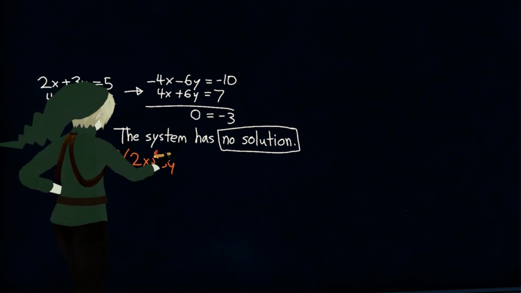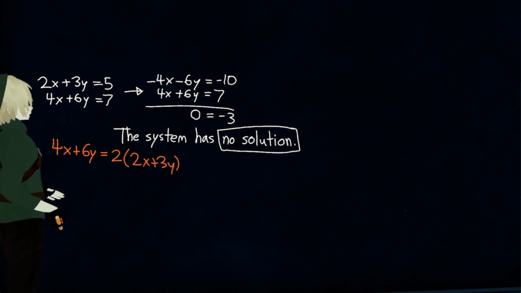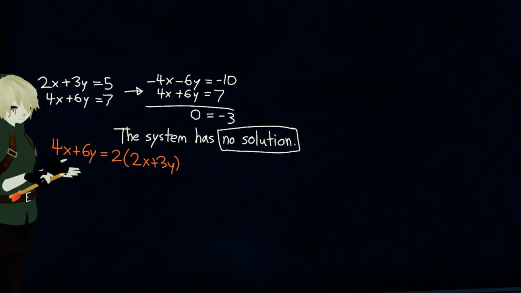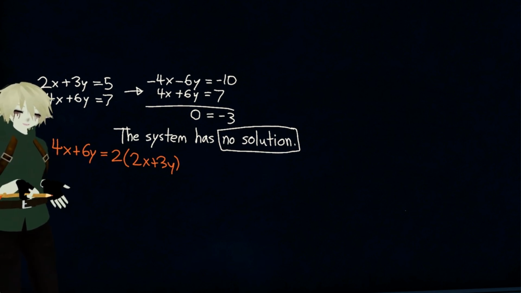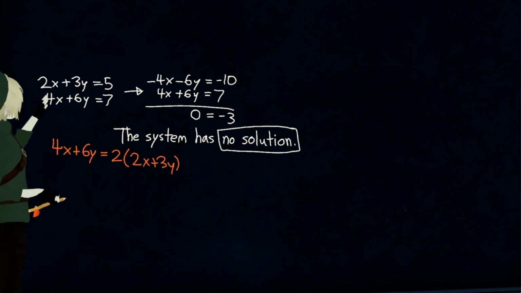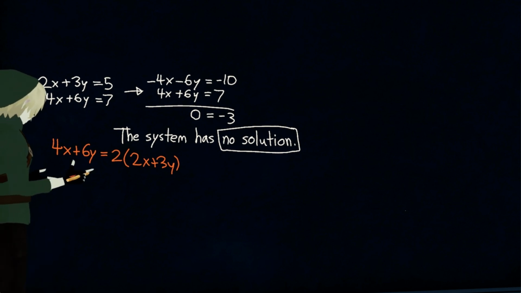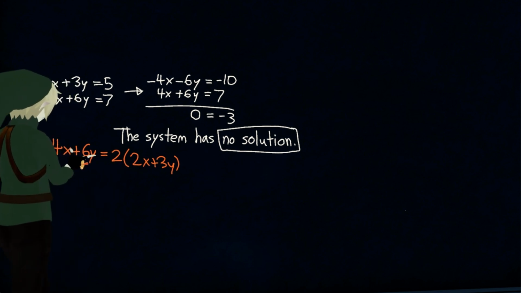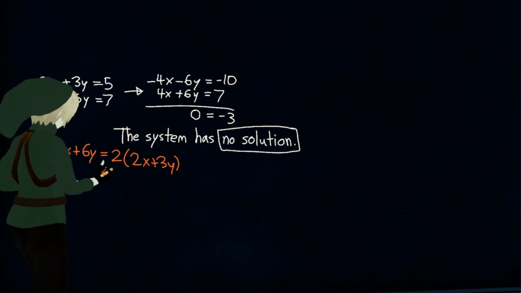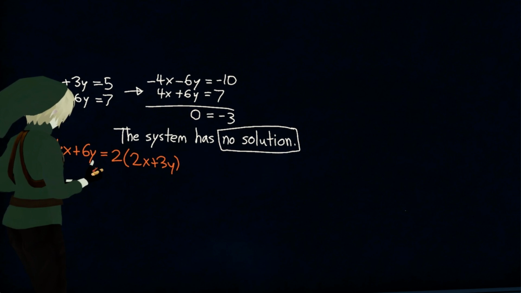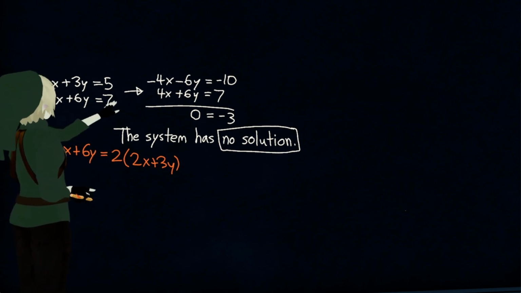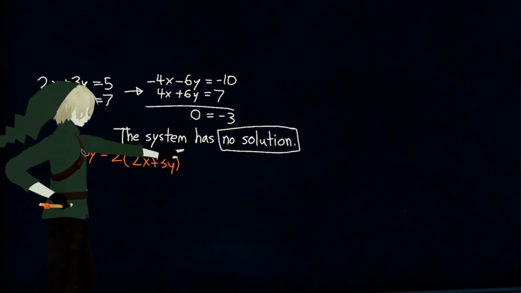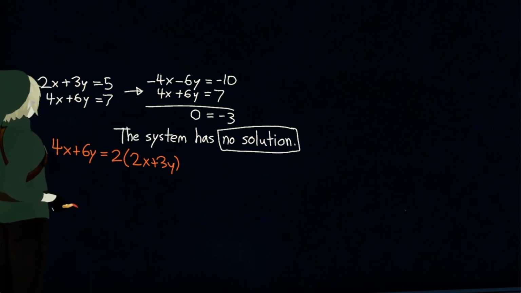Would you look at that? This is why we have no solution here, because these two equations are technically the exact same equation. So, if this was equal to 5, then this should have equaled 10. I'm gonna erase that. This should have equaled 10. But because it's equal to 7, we have a contradiction, which makes the system have no solutions.